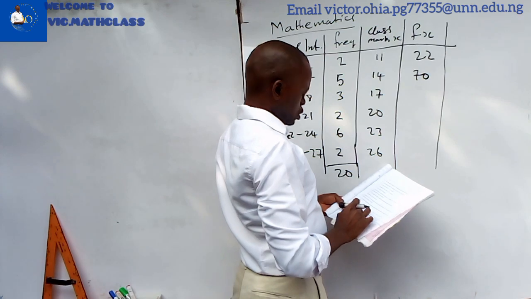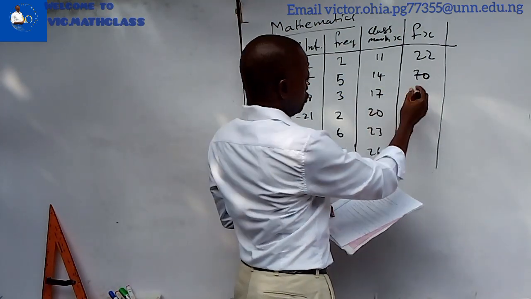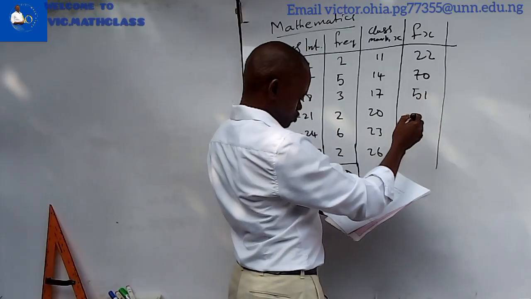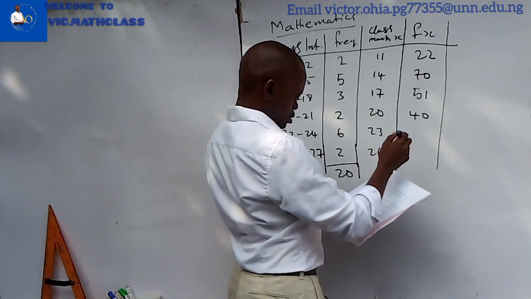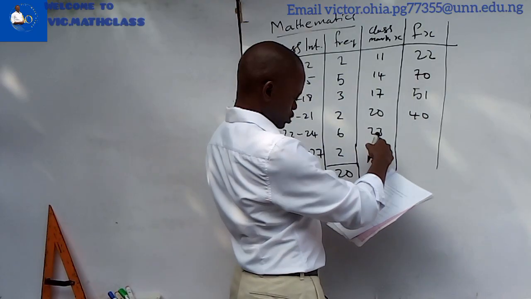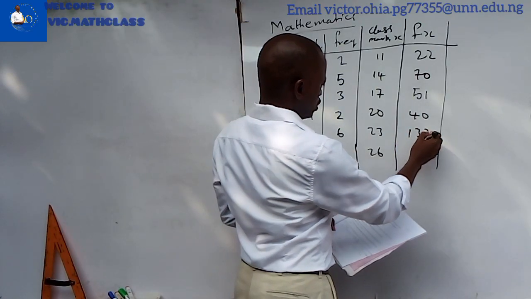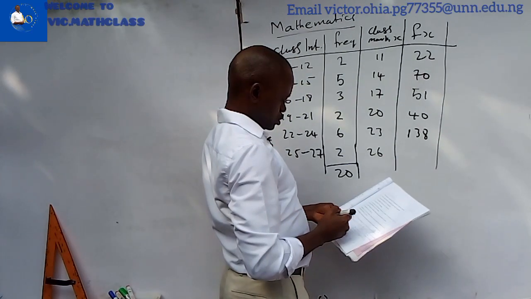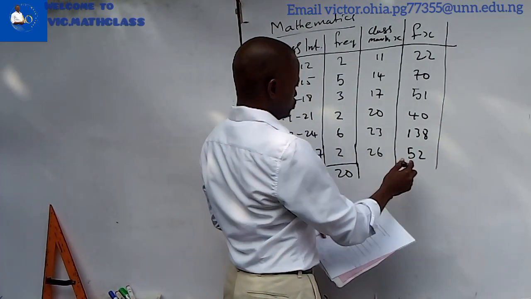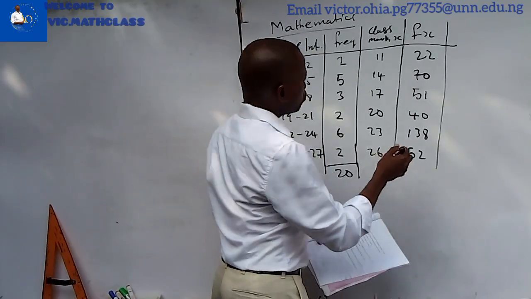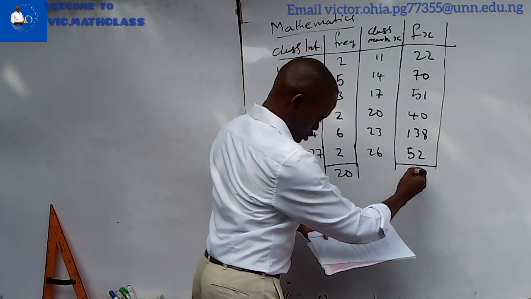3 times 17 gave me 51. Then 2 times 20 gives 40. 6 times 23 gave me 138. And 26 times 2 gave me 52. And the sum of this now, which will help me to obtain the mean, is 373.